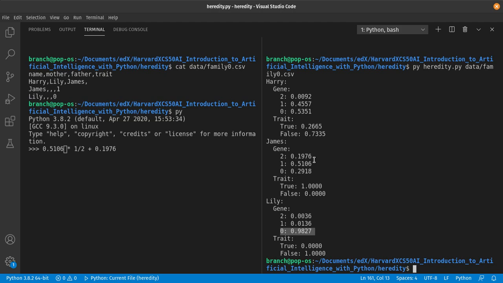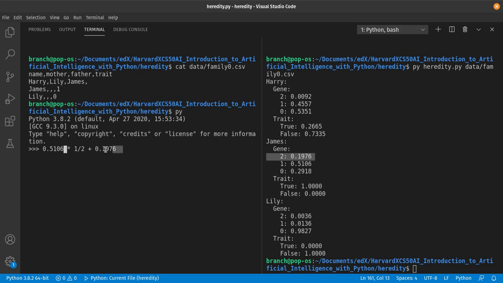Then, assuming no mutations, which is a small perturbation, there are 2 ways that Harry can get the gene. With 51% probability, James will have 1 copy of the gene, in which case half the time he'll pass on the gene to Harry, and then 20% of the time James will have 2 copies of the gene, and he will necessarily pass on a copy of the gene to Harry. And since Lily gives 0 copies of the gene to Harry, then Harry will have 1 copy.